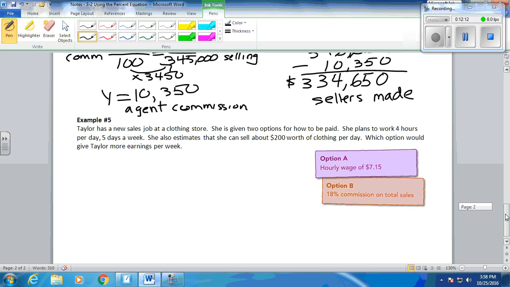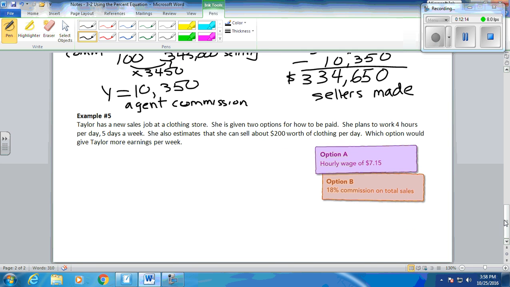Number 5 is similar to question number 4, but there's a couple different things they're throwing in here. So they're saying that Taylor has a new sales job at a clothing store, and she's given 2 options for how to be paid. She plans to work 4 hours per day, 5 days a week. She also estimates that she can sell about $200 worth of clothing per day. So which option would give Taylor more earnings per week?